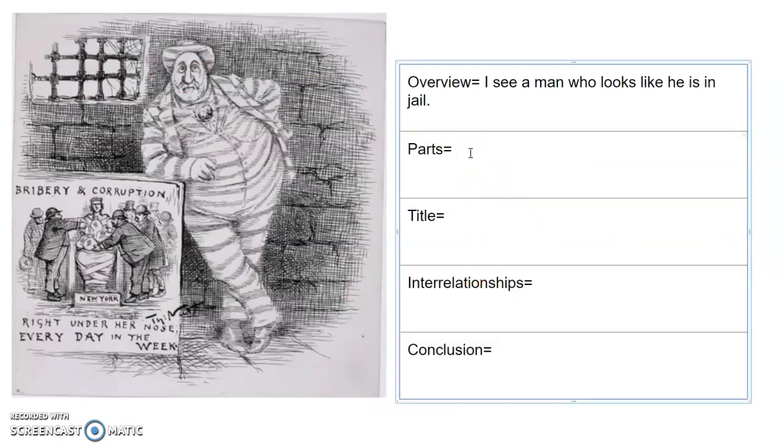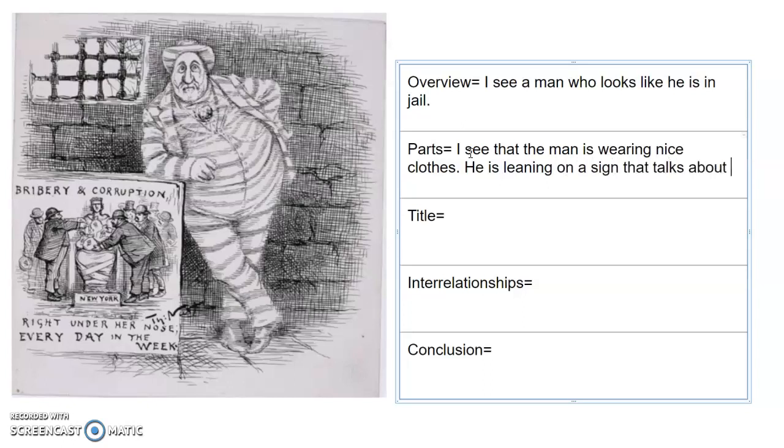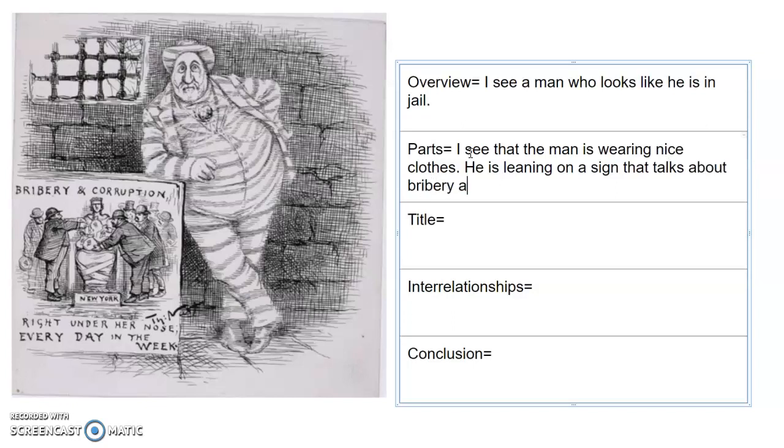Well, it's important that we try and do this in complete sentences, okay? I see that the man is wearing nice clothes. He is leaning on a sign that talks about bribery and corruption. Okay, those are a couple of examples, and you would obviously add a third there.